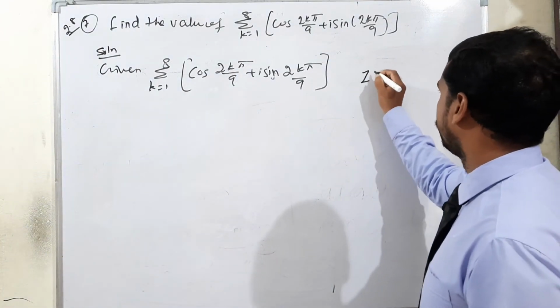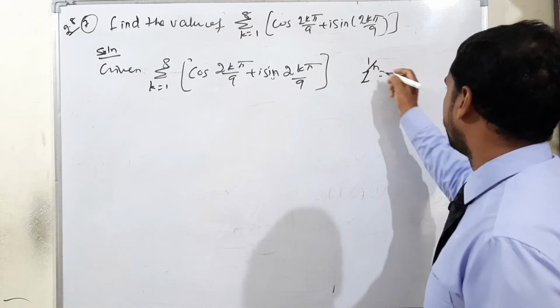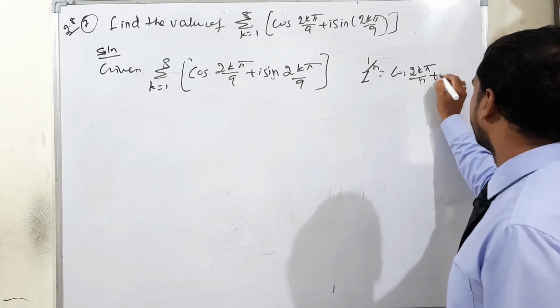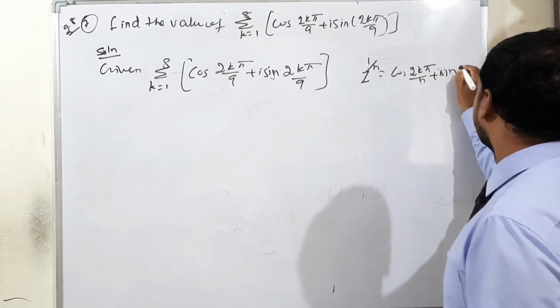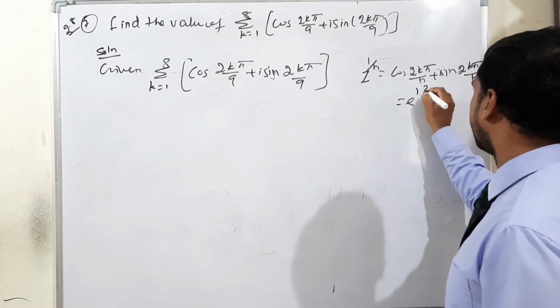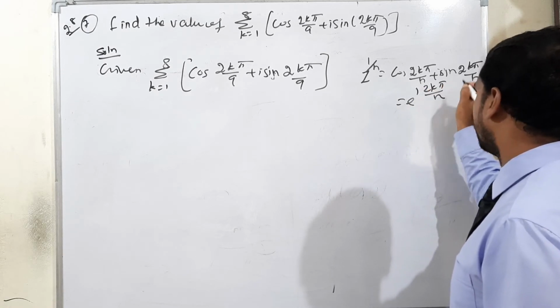We already know z to the power 1/n means cos 2kπ/n plus i sin 2kπ/n. This is actually e to the power i 2kπ/n.